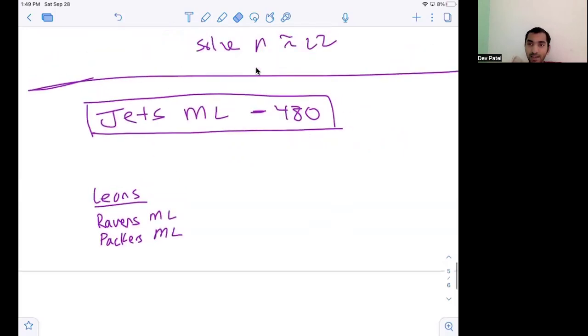But my official pick that I feel pretty confident in is Jets money line minus 480. I think the Jets continue to win. Rodgers continues to build his MVP case, the trend that we've already talked about before in previous videos.